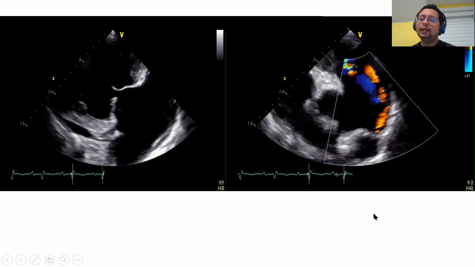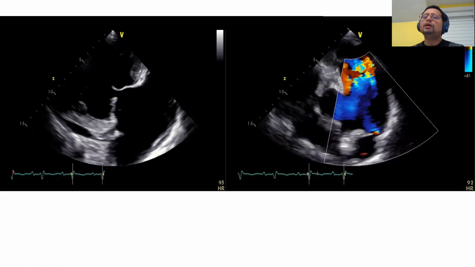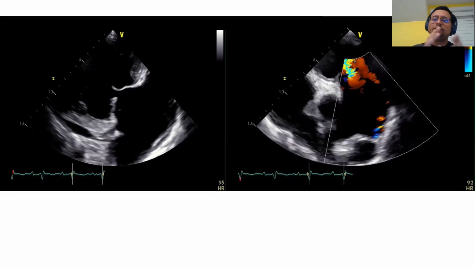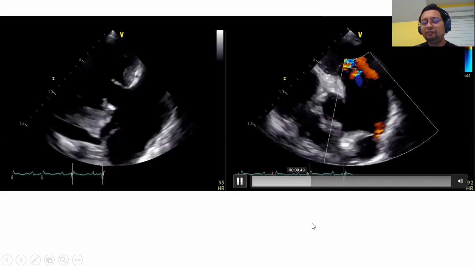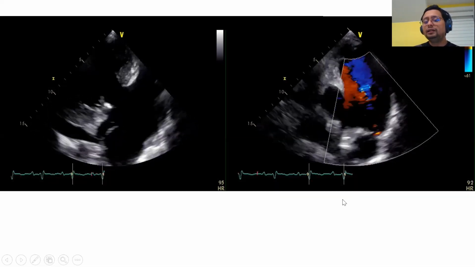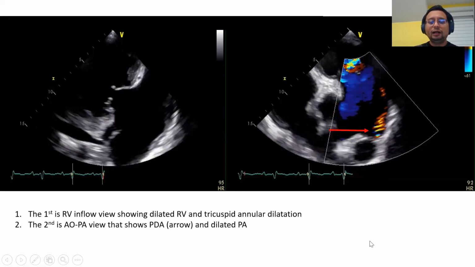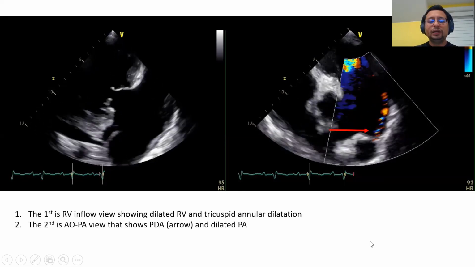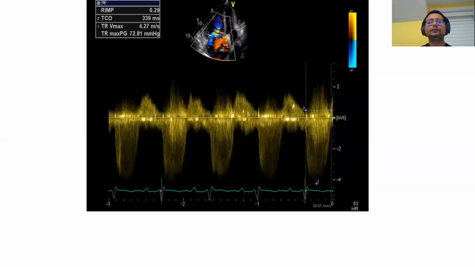So a patient with PDA, at the beginning, will have left-sided volume overload. However, if left untreated, they will develop pulmonary hypertension and right-sided pressure overload, and they will develop tricuspid regurgitation, like what this patient has. Okay, so this patient has right ventricular pressure overload secondary to patent ductus arteriosus. So dilated RV and tricuspid annular dilatation. That is anterior and that is posterior tricuspid valve leaflet, right? Now, this is the tricuspid regurgitation.